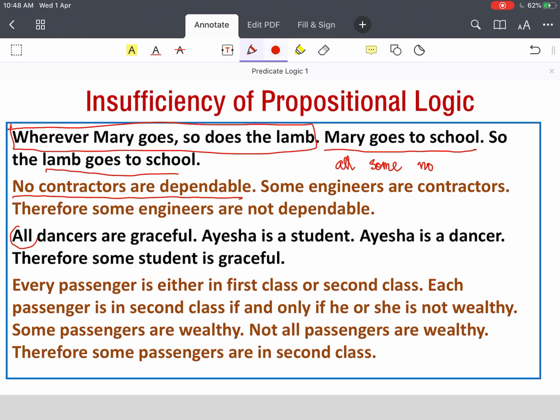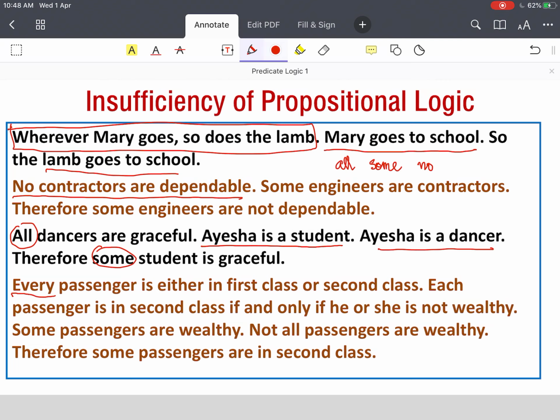Similarly, the third example: all dancers are graceful. Ayesha is a student can be modeled by a Boolean formula. Ayesha is a dancer can be modeled by a Boolean formula. But some student is graceful cannot be modeled by a Boolean formula.